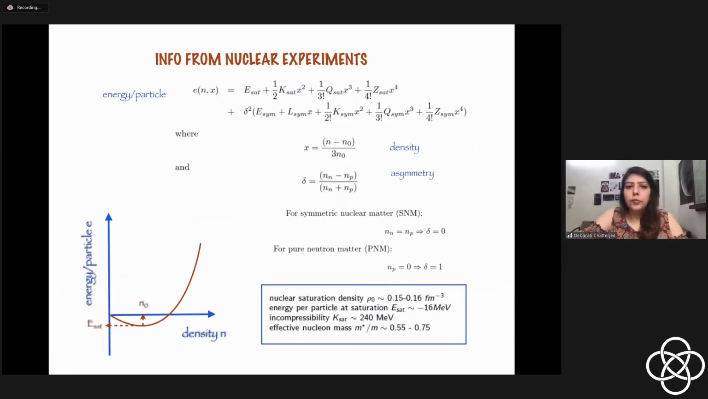Now, this binding energy or energy per particle can be written as a Taylor expansion in terms of isoscalar properties, which means these properties are blind to the number difference between neutrons and protons. These include the saturation energy. The second order term is called compressibility, which is the slope of the equation of state. Then Q_sat, Z_sat are higher order terms. And the second line here, this expansion, is called the symmetry energy.